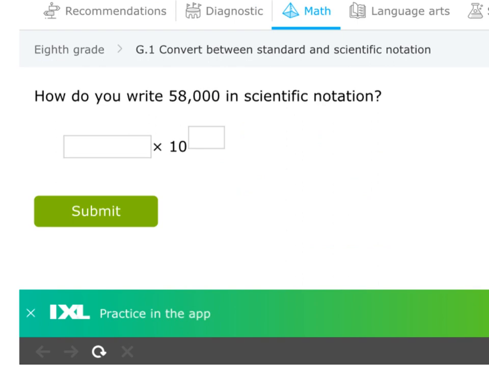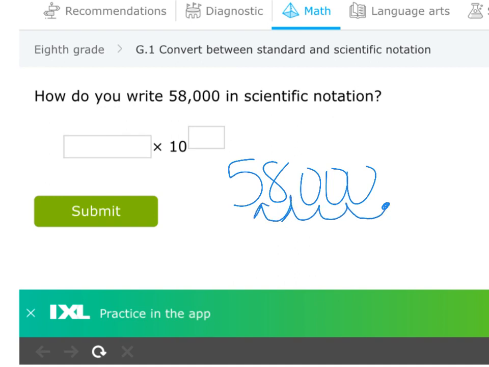For the second example, we're taking 58,000 and we're going to write it in scientific notation. So we need to identify where the decimal point is. If we don't have one, it's at the end. And we're going to go 1, 2, 3, 4 spots because we want that first number to be a number in between 1 and 10, which it is. It's a 5. So we have 5.8. We're going to drop the rest of the zeros. And because we went 4 spaces, it's going to be to the 4th power.